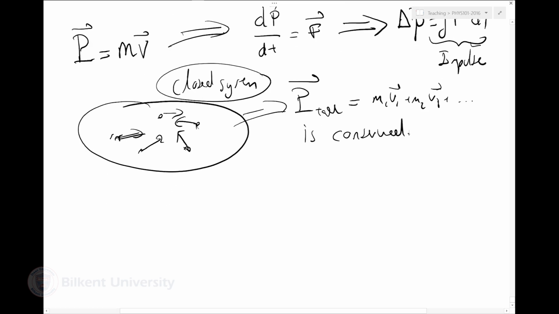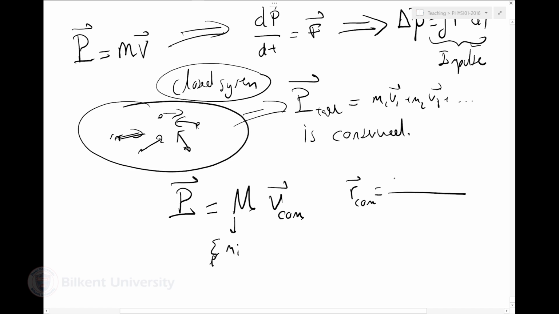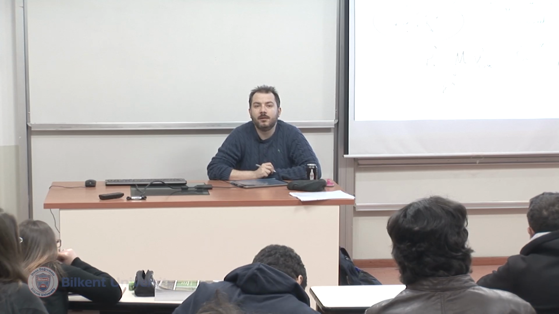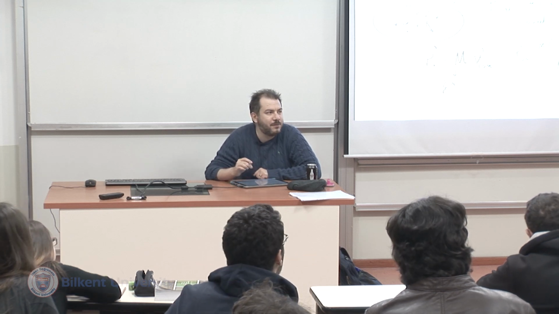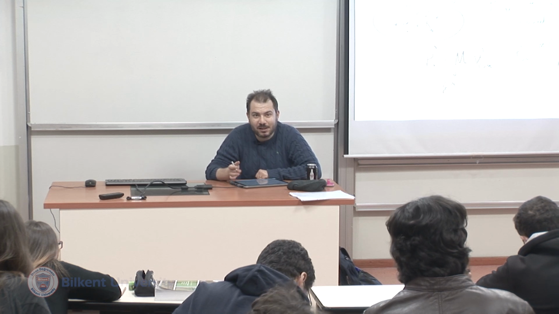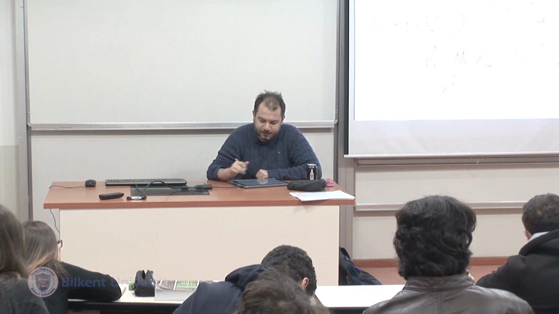Good. But we also wrote that total momentum in another way. We said P is total mass times V center of mass. And how did I define R center of mass? It was all the positions weighted by the mass at that position divided by the total mass. So the center of mass was a very special point. We have already seen how special it is during rotation, right?